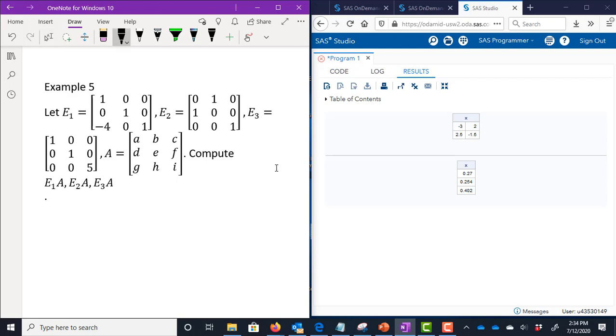If we have A, B, C, D, E, F, G, H, I, we want to compute E sub 1 times A. So this first row times this column just gives us A. Then this row times this column gives us B. And this row times this column gives us C. Likewise, this row times this column will give us D. This row times this column gives us E. And this row times this column gives us F. Now this row times this column gives us -4 times A plus G.